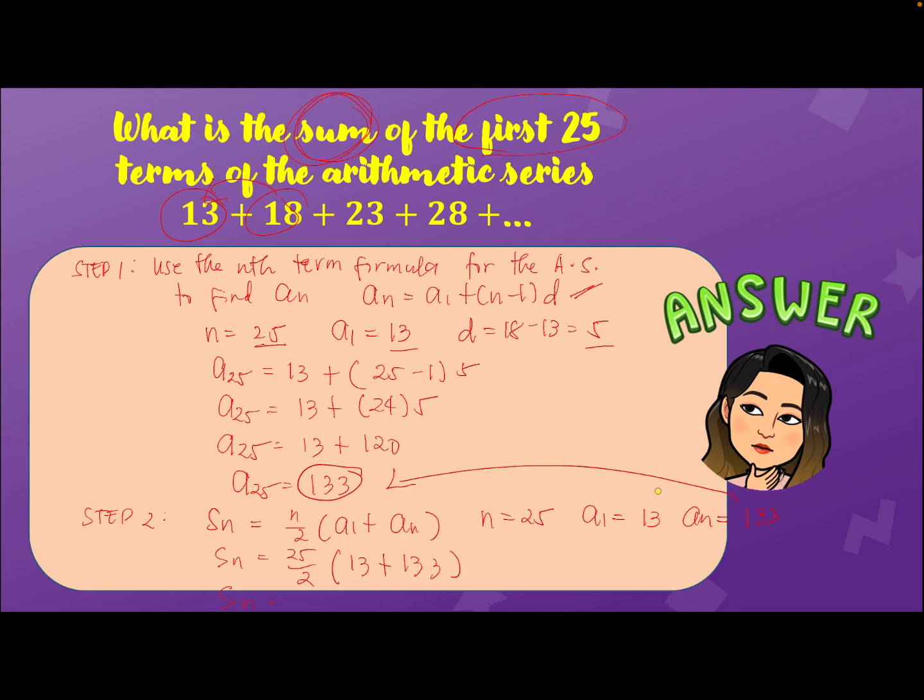So sum of n is equal to 25 over 2 times 13 plus 133, that's 146. Next, sum of n is equal to 25 divided by 2, that is 12.5, times 146. So our sum of n is 1,825, if you multiply 12.5 times 146. That's the answer to this problem. So the sum of the first 25 terms of this arithmetic series is 1,825. Next example.